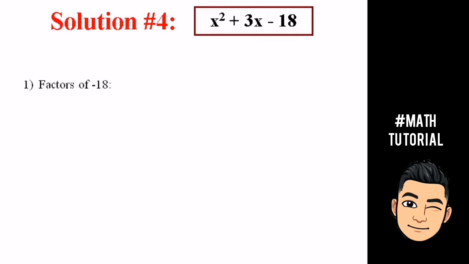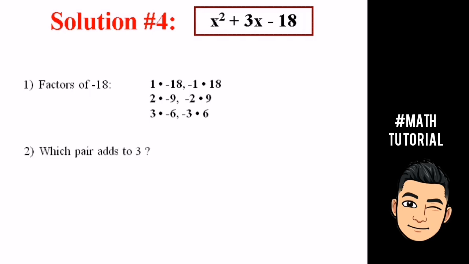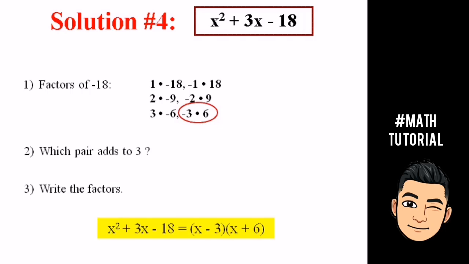X squared plus 3x minus 18. Factors of negative 18: 1 and negative 18 or negative 1 and 18, 2 and negative 9 or negative 2 and 9, 3 and negative 6 or negative 3 and 6. Which pair adds to 3? Which among these factors adds to positive 3? That is negative 3 and positive 6. Then write the factors as x minus 3 and x plus 6.